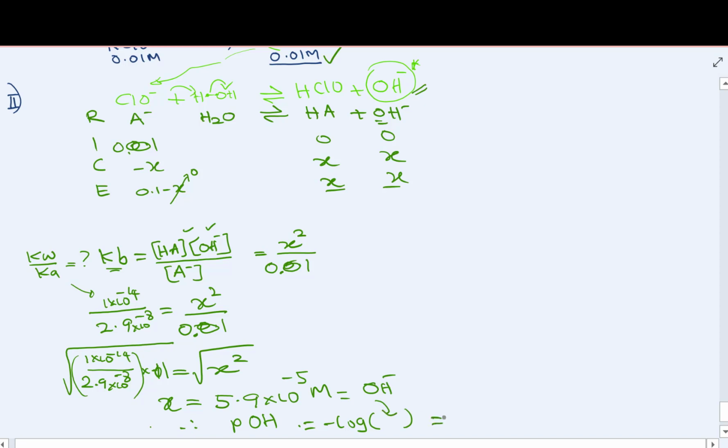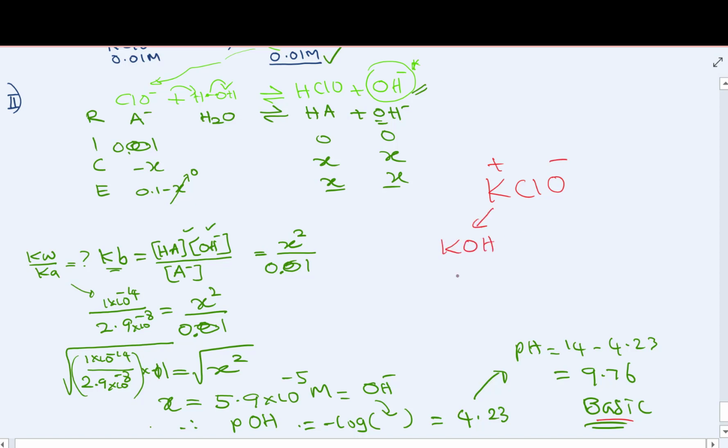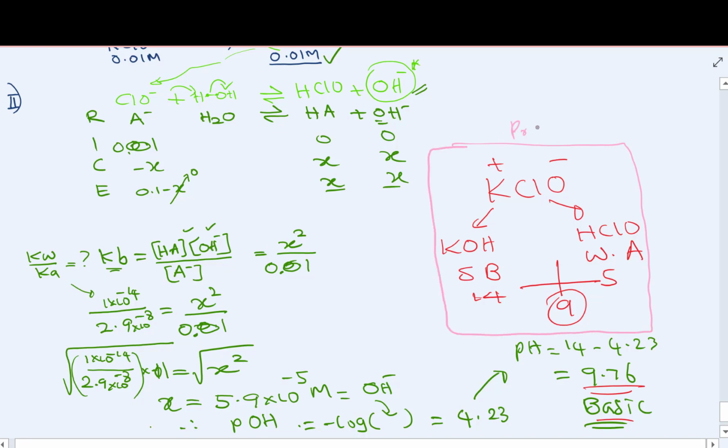So take the minus log of the OH, that gives you pOH. So the pOH is 4.23, 14 minus pOH will give you pH, voila. It's basic, 9.76. Around 10 is actually a weak base. Now look at this one, KClO, coming from K from KOH, ClO from HClO. Weak acid, strong base. Strong base is 14, weak acids are around 5, and the middle point is 9. That's why it's basic, something to memorize. Thank you.